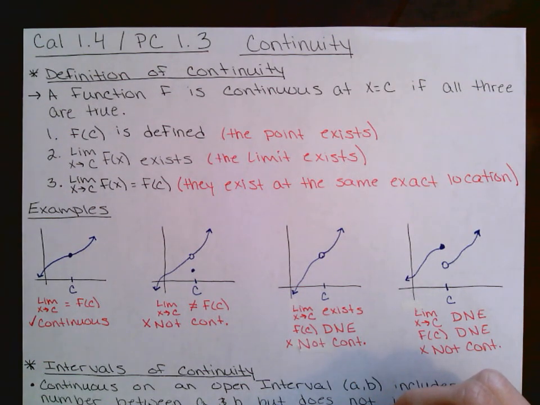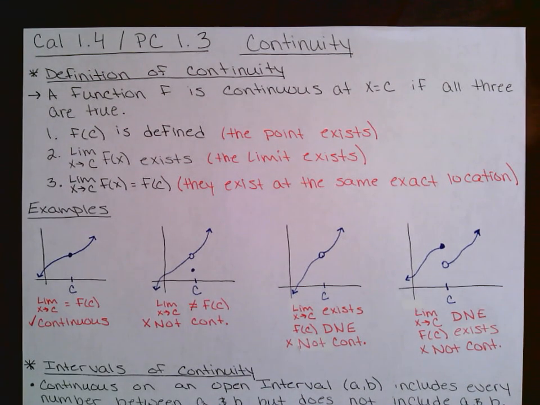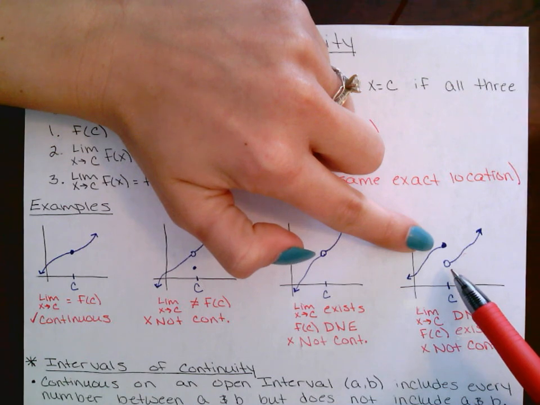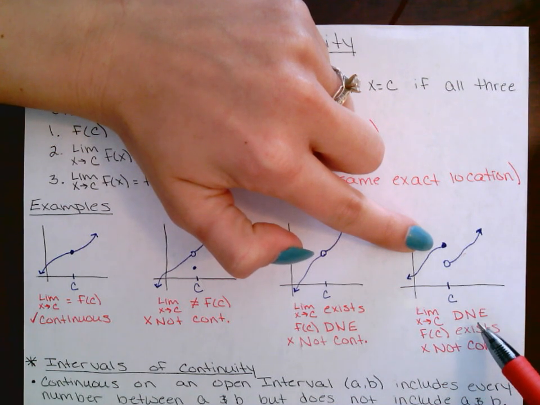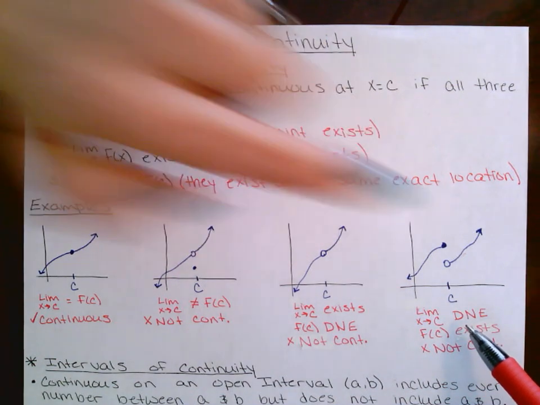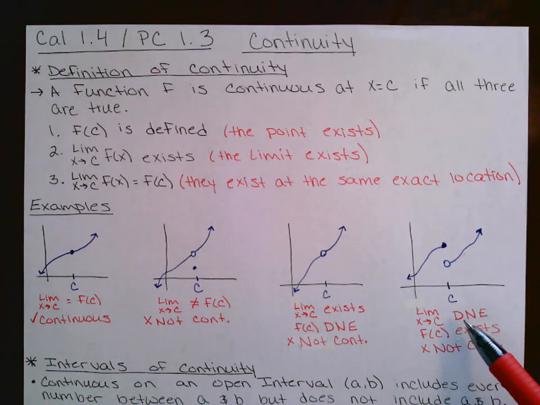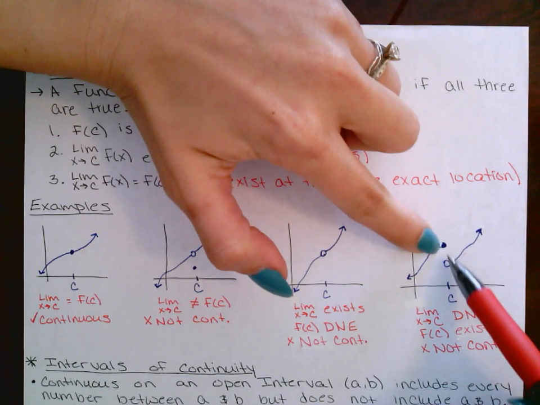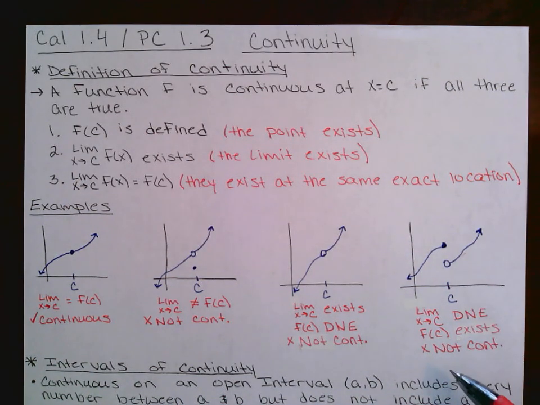And then for this next one, we have that from the right and from the left, the function is going to two different places. Therefore, the limit does not exist. And technically, you can stop there because you already did not meet one of these three. But just to keep going, you can see that the point exists up here, but the limit doesn't, and they would have to be in the same spot. So therefore, this one is not continuous either.